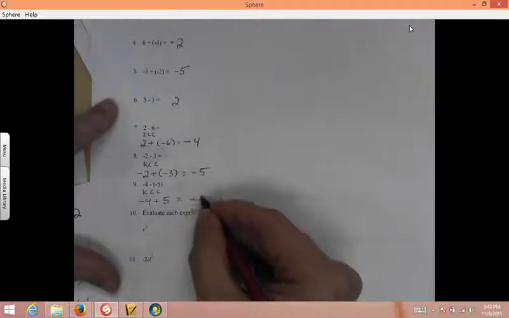Right here, -4 minus -5. If I use KCC, I've got -4 plus +5. Signs are different. I have more positives, and the difference between 4 and 5 is 1.